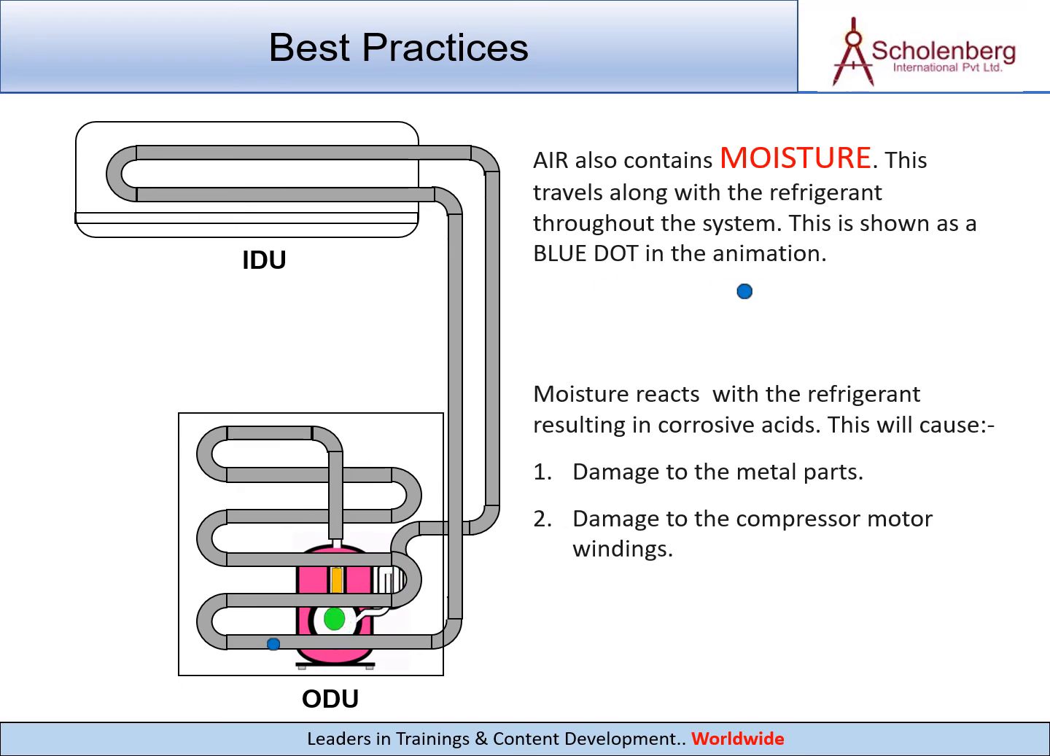Air also contains moisture. This travels along with the refrigerant throughout the system. This is shown as a blue dot in the animation. Moisture reacts with the refrigerant resulting in corrosive acids. This will cause: 1. Damage to the metal parts. 2. Damage to the compressor motor windings.